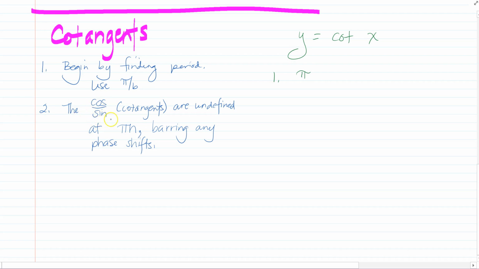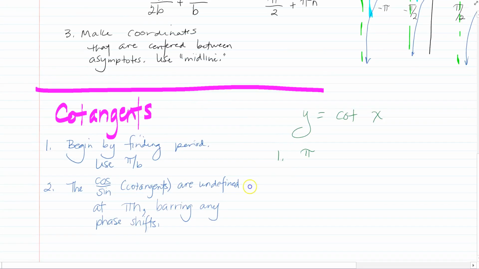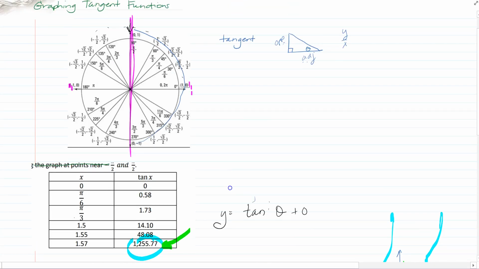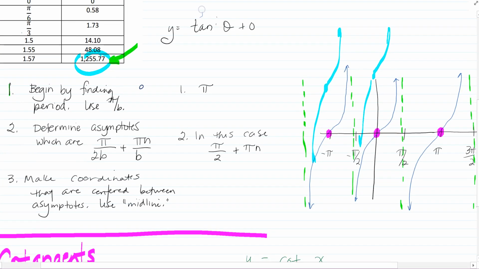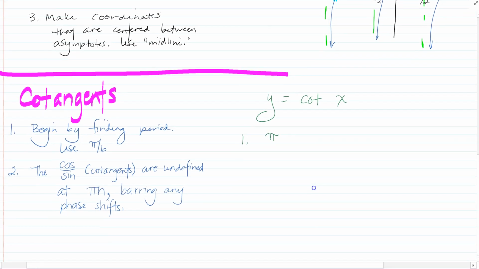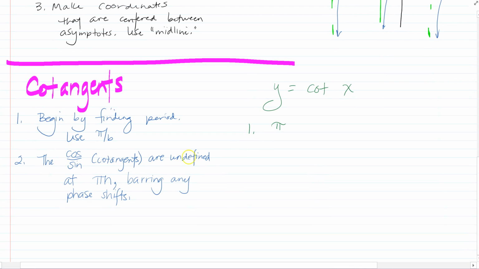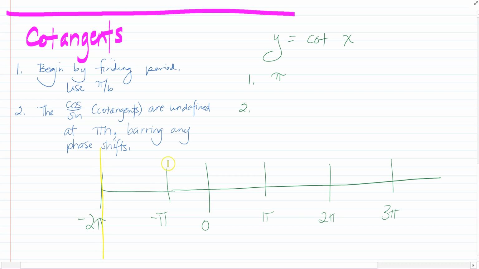Now the cosine over sine, which is your cotangent, is undefined at pi times n, barring any phase shifts. So in other words, look, if you have cosine over sine, it's undefined here, and here, and here. So that's 0 pi, 1 pi, 2 pi, 3 pi, 4 pi, hence the pi times n. So let's go ahead and create our asymptotes. Okay, I'm going to do those in yellow. There's one.